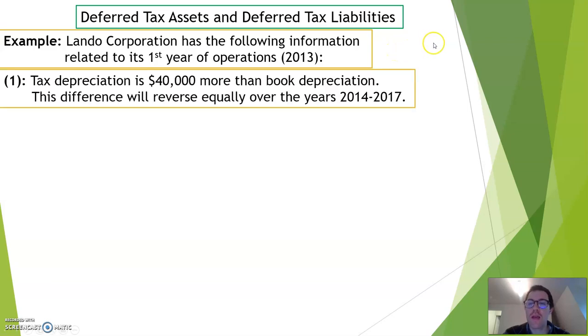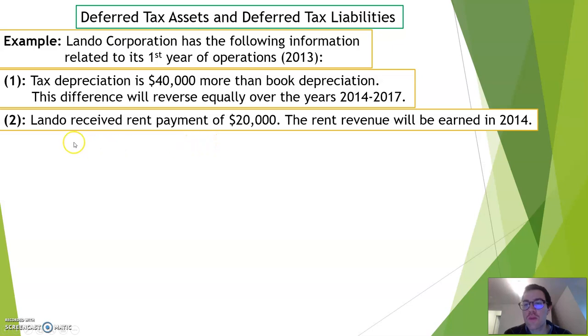So we have their tax depreciation. Remember, the IRS uses a different depreciation system. Under the tax code, depreciation is $40,000 more than the book depreciation, or US GAAP depreciation. And this difference is going to reverse equally over the next 4 years: 2014, 15, 16, 17.